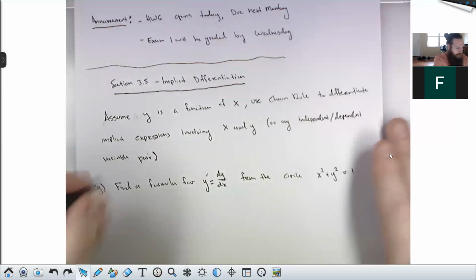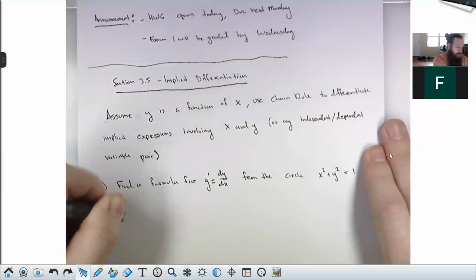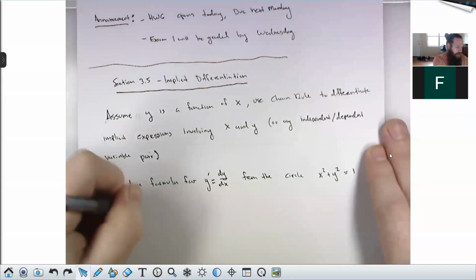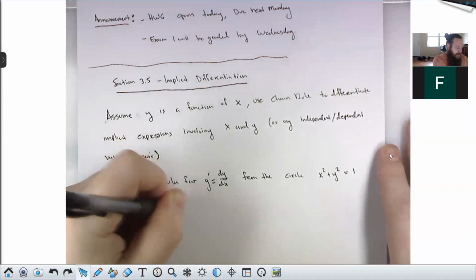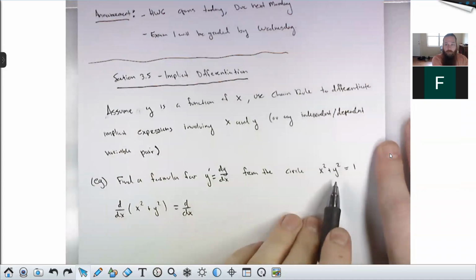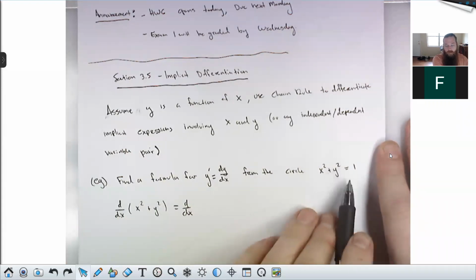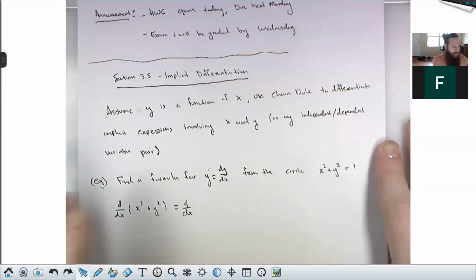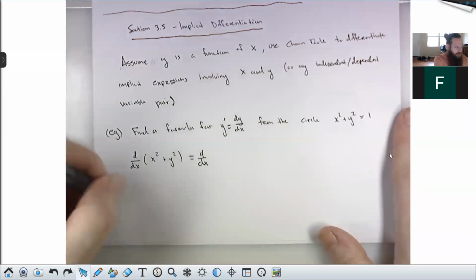The idea is that we apply the operator ddx to both sides. The challenge is that this has x's and y's in it. You could try solving this for y first. That is possible here. Sometimes it's not possible. In this case, it is possible to solve for y. But that expression is harder to differentiate. So we're just going to jump in here and apply ddx to both sides.